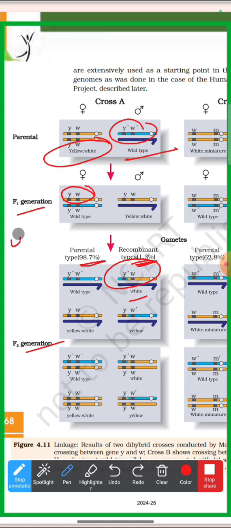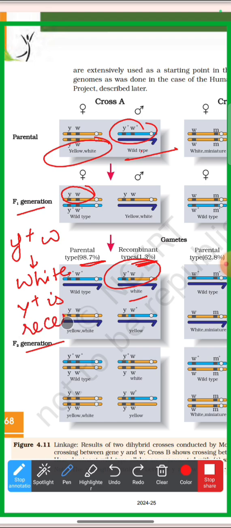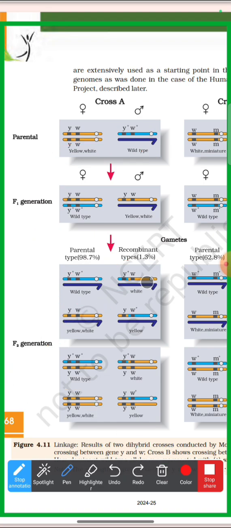Why? Because whenever Y plus or W plus comes with simply Y or simply W, it will be recessive, not dominant. So W is dominant here, so it is white. And in the second one, W plus is simply with Y, therefore it's recessive, and Y is dominant, that's why it's yellow. In the same way, here we have Y plus W plus and Y W, which means Y plus W plus will be dominant and it will lead to wild.